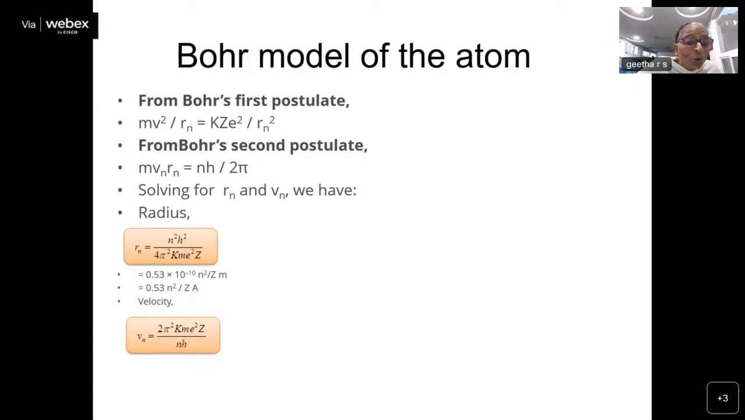Second postulate: the radius of the orbit was n squared h squared divided by 4 pi squared k m e squared z. So you can see that the radius is proportional to n squared, the other things being constant. And velocity was again determined. It was found to be proportional to z and inversely proportional to n. So the velocity of the electron in the orbit and the allowed orbit radii were given by using Bohr's postulates.